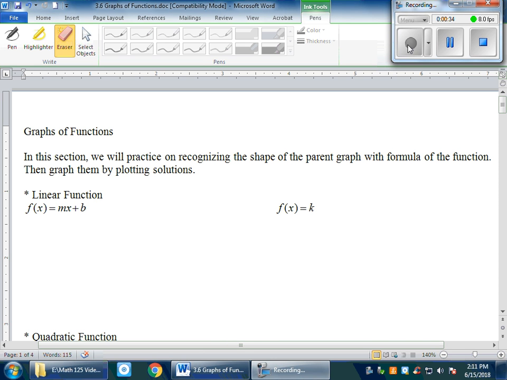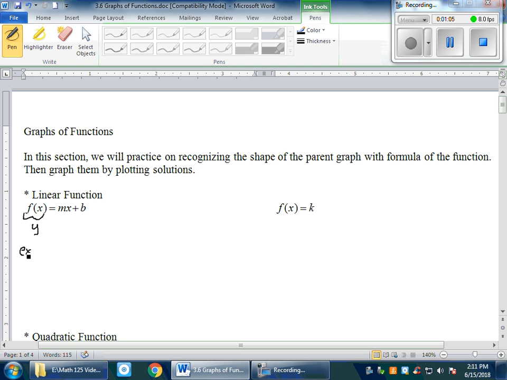A linear function can be presented in two formats. One is f of x equal to mx plus b, which is already in slope-intercept form, because we can look at f of x as y. So for these situations, we don't really need to find the solutions. We can just use the slope and the y-intercept to graph it.